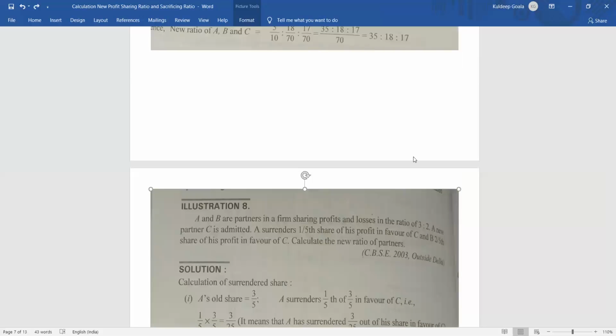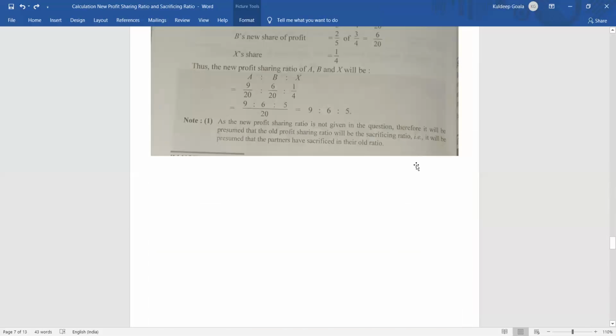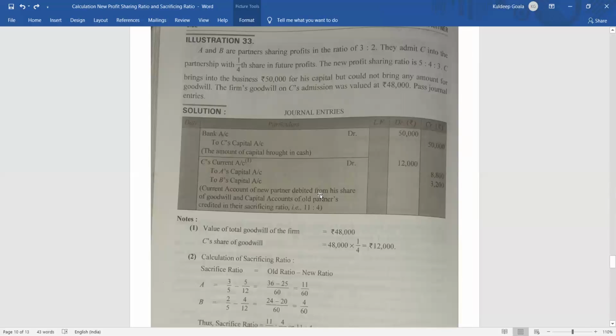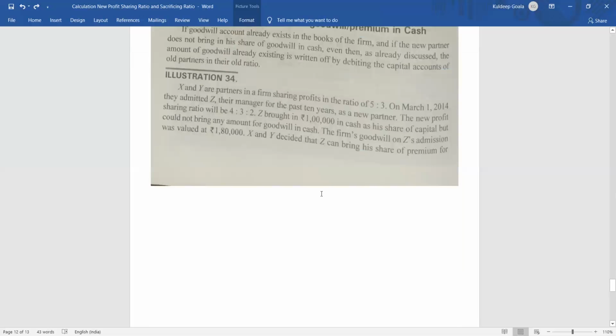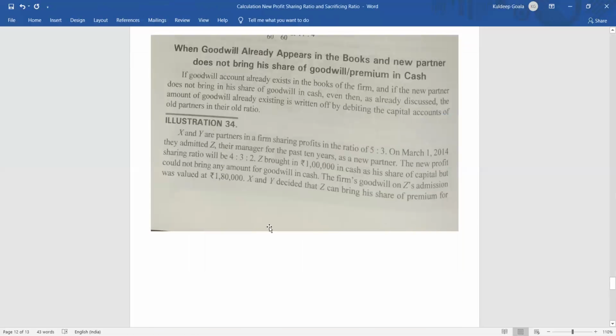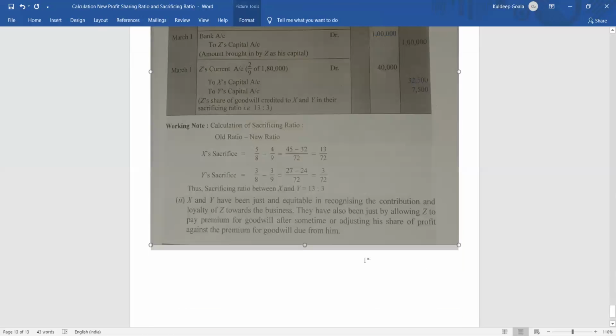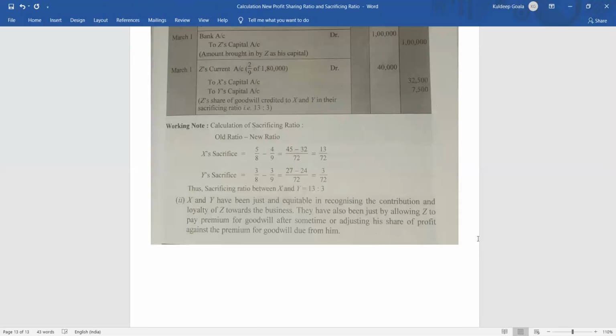Just a minute, okay. Yes. So okay. So no problem. We can just see here. It is given here. I'm just showing you here the calculation. Okay.